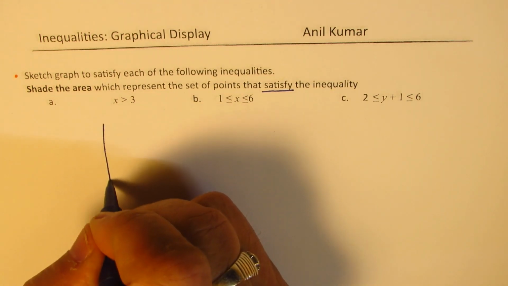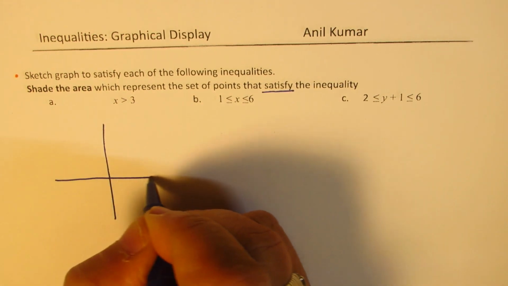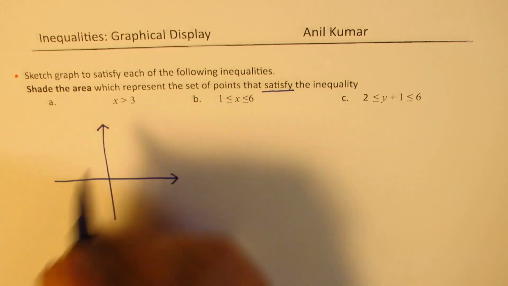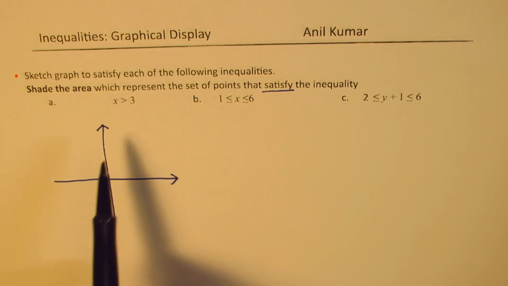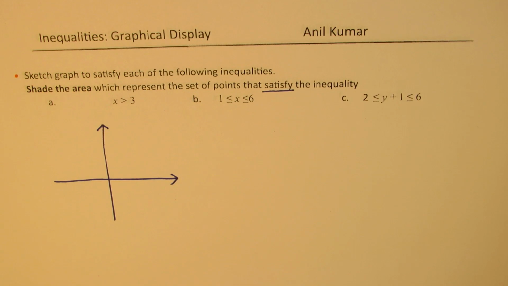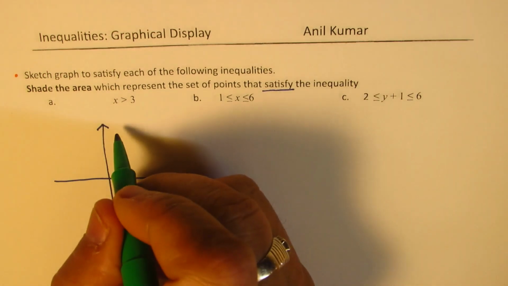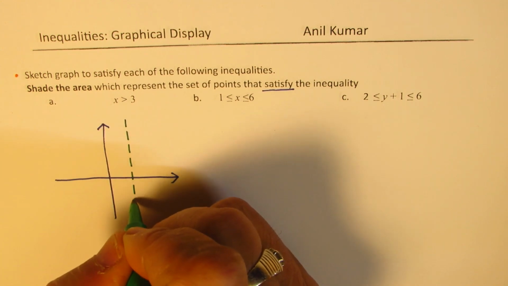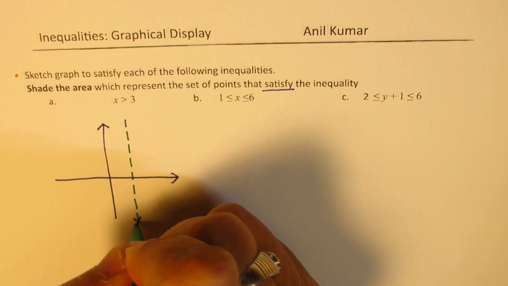So the first one here is that x is greater than 3. Note that it is not equal to, it is greater than 3. The x value is greater than 3. That means x is on the right side of 3. So we'll draw a vertical line and that should be a dotted line. Is that clear to you? As explained earlier.